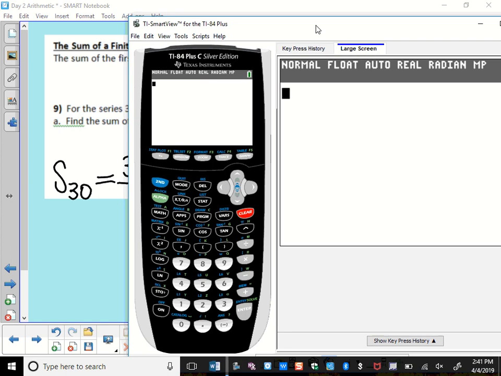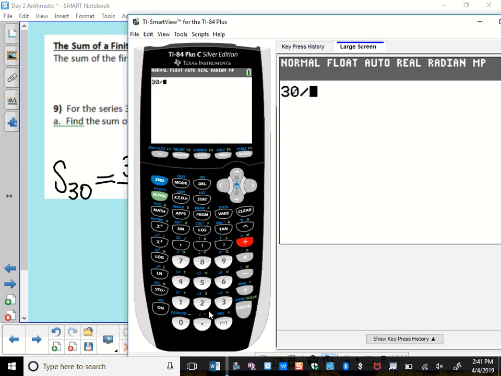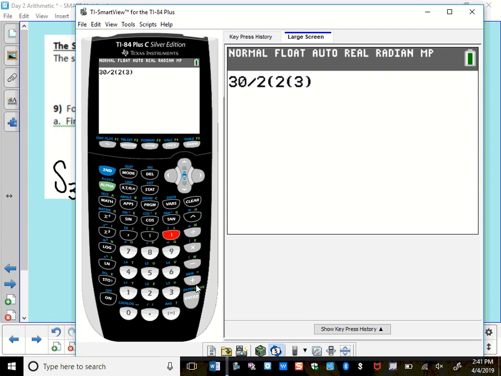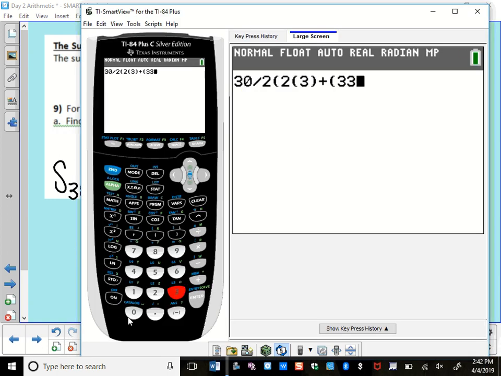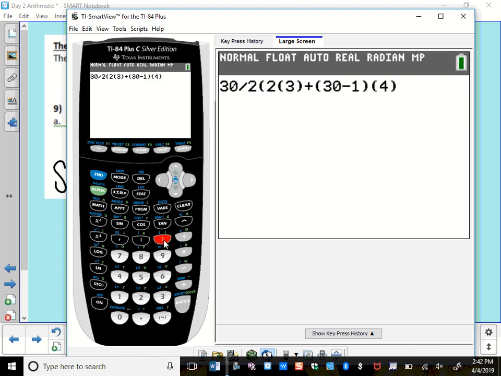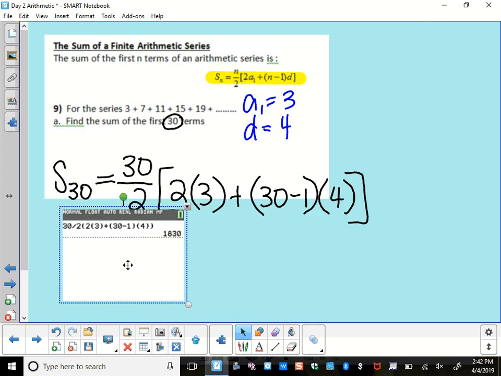Alright, so here's what we're doing. I have 30 divided by 2, parentheses, right? And then 2, parentheses, what's that, 3? And then plus, parentheses, is it 30 minus 1? Oh, whoa. 30 minus 1. And then 4. Double parentheses at the end because that bracket, right? Whenever you see a bracket, just put a parentheses. Did you get 1830? Yeah. That's what you should get for this.